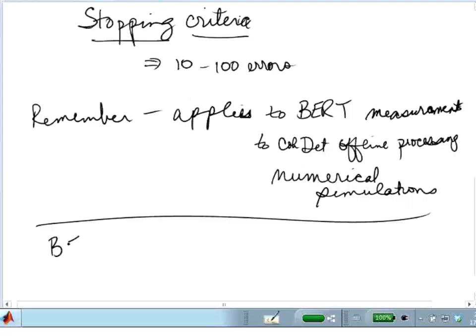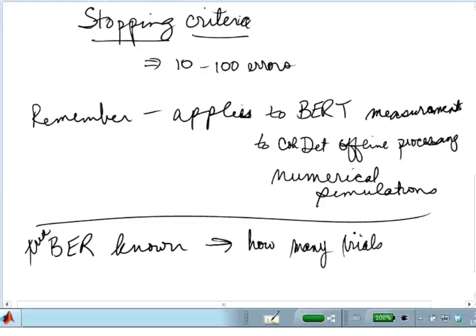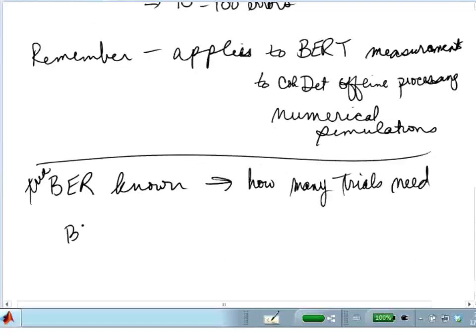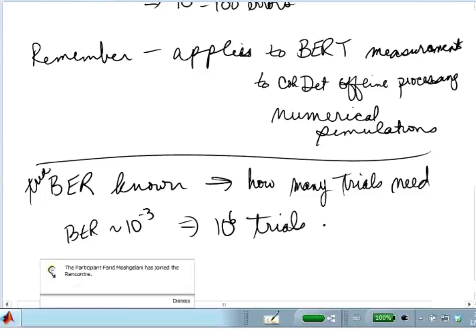If I was God and I knew what the true bit error rate was, then I would have a pretty good idea of how many trials were needed. Right? If I know that the bit error rate is about 10 to the minus 3, then if I did 10 to the 6 trials, that would be way more than I need.